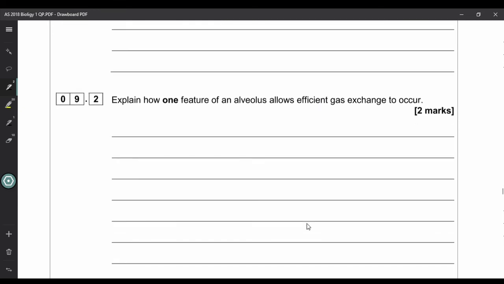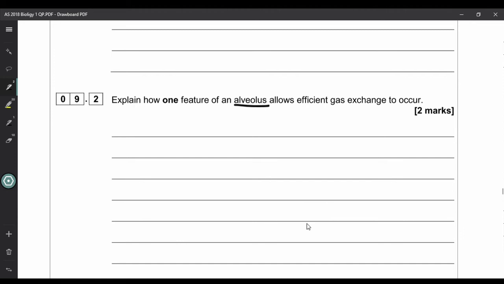Explain how one feature of the alveolus allows efficient gas exchange to occur. So I've underlined alveolus there because it's asking us for a feature of an alveolus, not the alveoli. Okay, so a lot of students talked about large surface area. Now that's a consequence of the alveoli. So this is an individual alveolus, which is to do with it being a very small diffusion pathway.